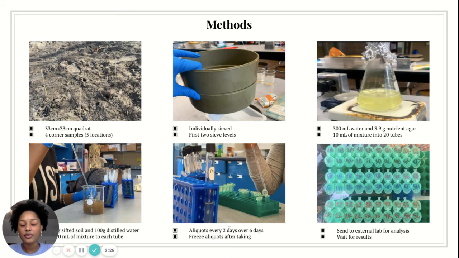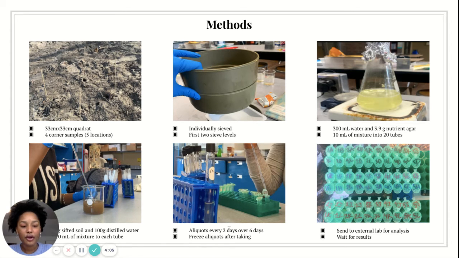The first step in my methods was to measure off a 33 cm by 33 cm quadrat. I then took 4 corner samples using a soil core and took the top 3 centimeters of each sample. I did this at 5 locations, and at every sampling location I recorded data such as soil type, temperature, latitude, longitude, and the time of collection. After I collected all of my samples, I individually sieved them, and I used a 4 millimeter and a 1 millimeter sieve.